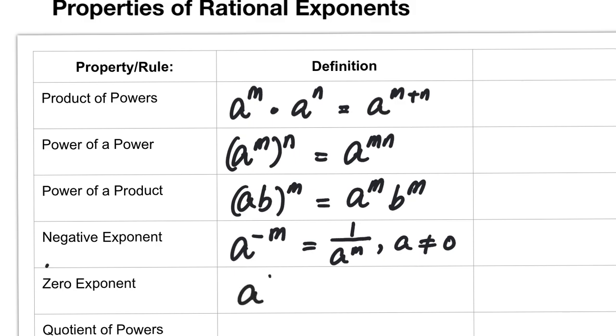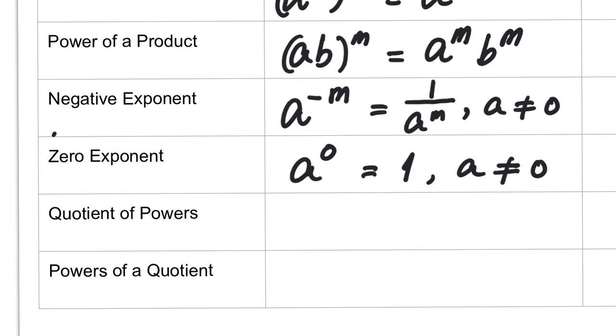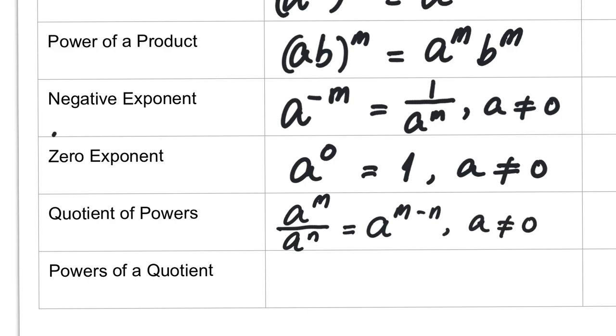Here, the zero exponent. A zero exponent means that it's going to be equal to 1, but always remember that the value of a should not be equal to 0, because 0 raised to 0 is still undefined. Okay, next is the quotient of powers. The quotient of powers is two numbers raised to m and n, a raised to m divided by a raised to n. We just subtract their powers, m minus n. Remember again that in here, the value of a, the denominator, should not be equal to 0.